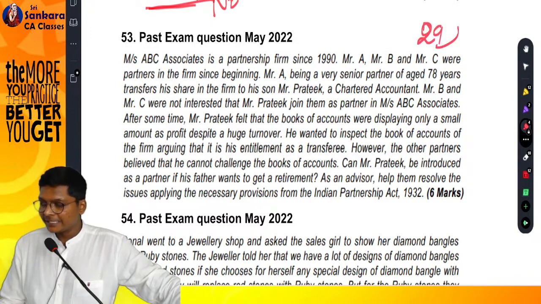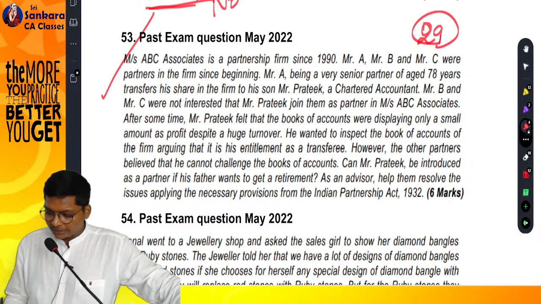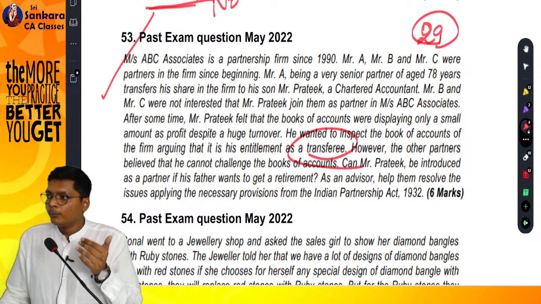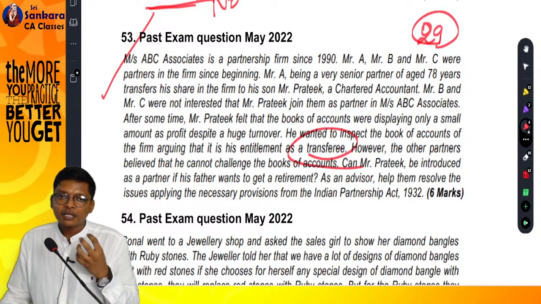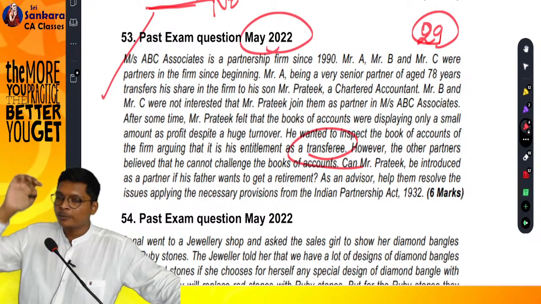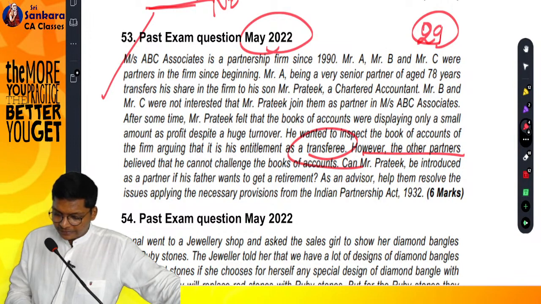Section 29, right of transferee's interest. A transferee, whoever that person is, cannot inspect the books of accounts. He only has the right to receive profit. This concept came in May 22. We saw it in RTP, we saw so many. Other partners believe that he cannot be charged in the books.